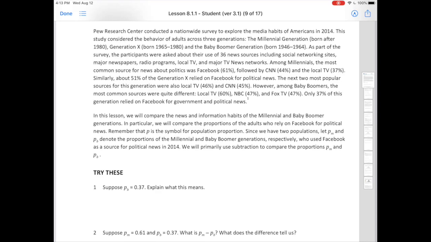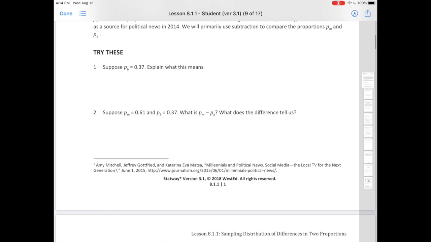So again, before we move on, the main difference between this section and previous sections is the fact that we have 2 proportions now, right? We want to know what proportion of millennials use Facebook for their news and what proportion of baby boomers use Facebook for their news. So because there's 2 proportions, that's why we have a PM, where the M is for millennial, and PB, where the B is for baby boomers. So let's keep going here.